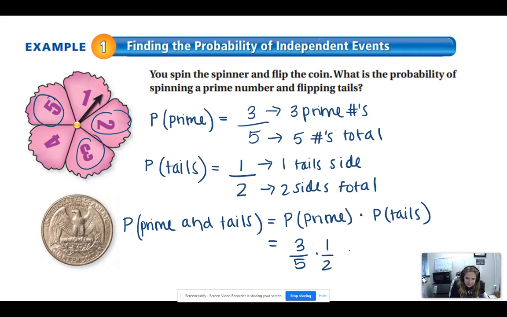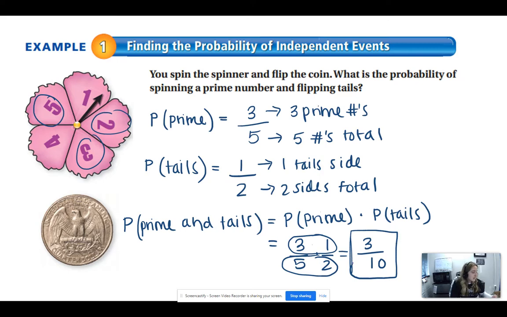See, can I cross cancel? Nope. So I'm just going to multiply those together. Numerator times numerator, that gives me 3. Denominator times denominator, that gives me 10. So my answer is 3/10. And if I want to get the actual percent, all I need to do is type it in my calculator, 3 divided by 10, and then turn it into a percent. And that is my answer.